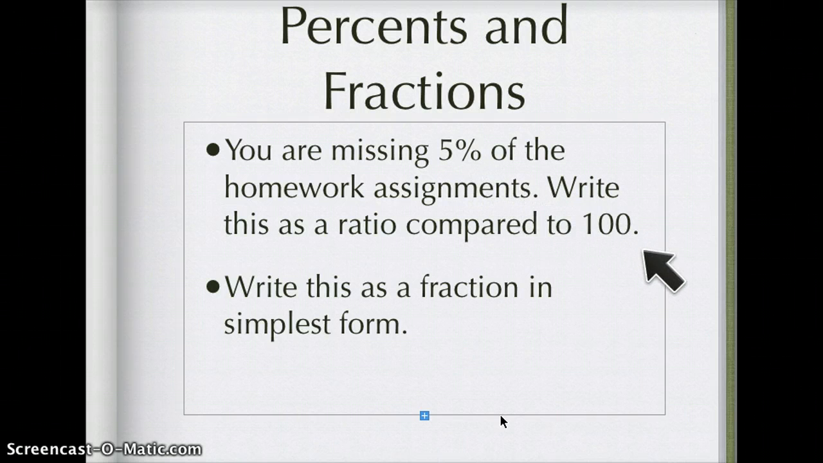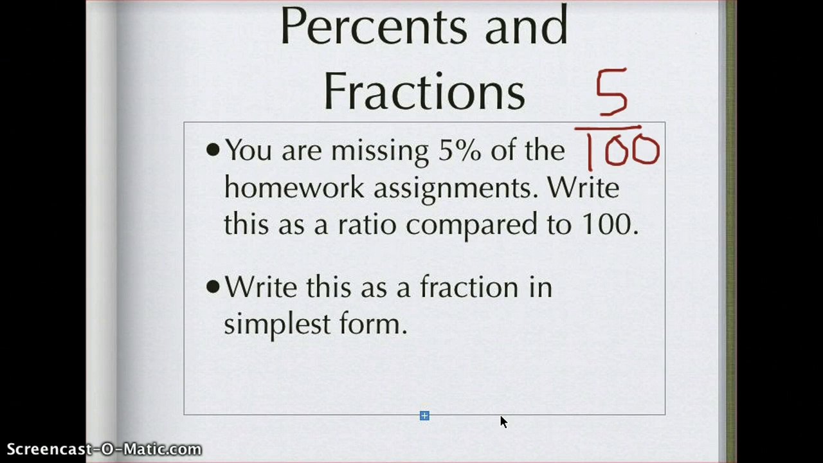We're going to start by making this as a ratio compared to 100. So as we remember from the first video, the definition of a percent is a ratio with the denominator of 100. So I could write 5% is 5 to 100, the ratio. That sets me up for the rest of the question.